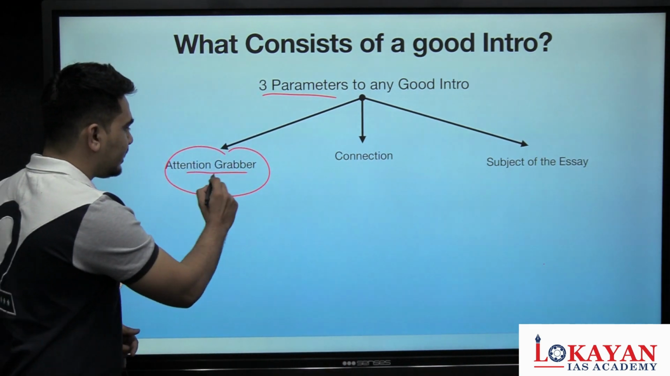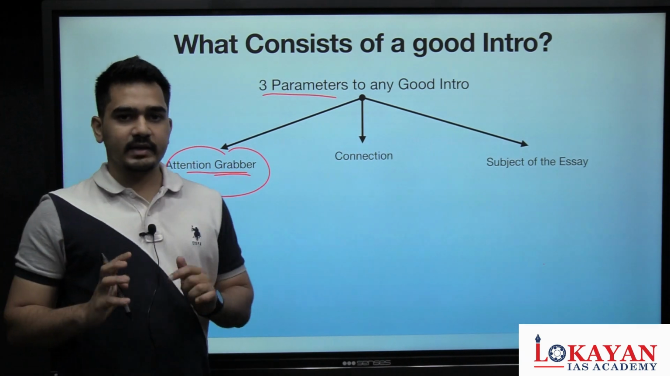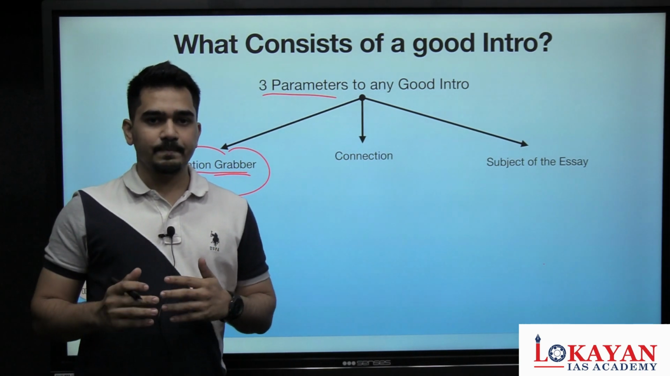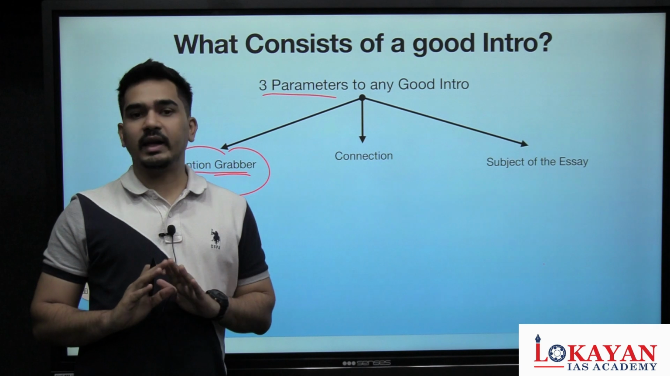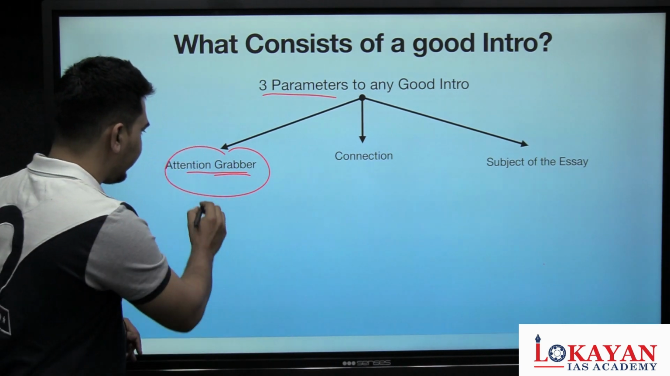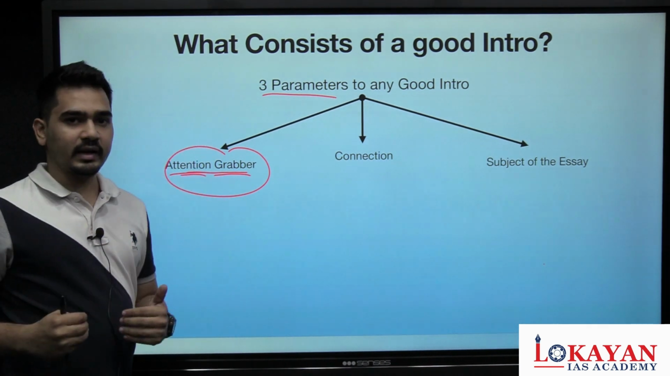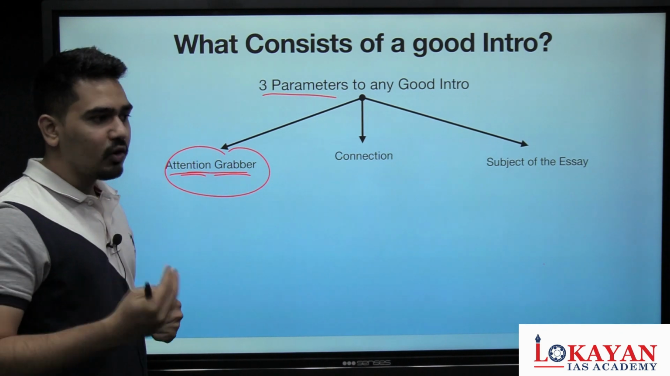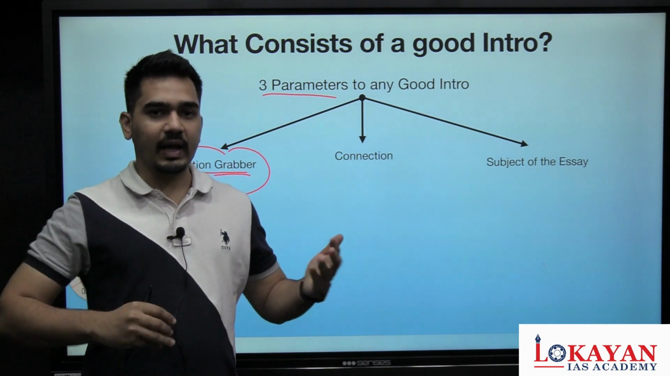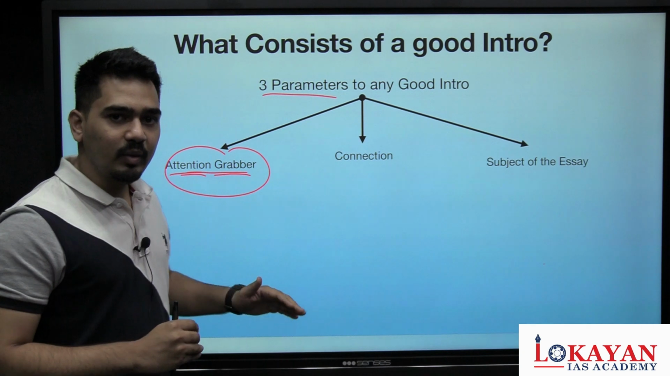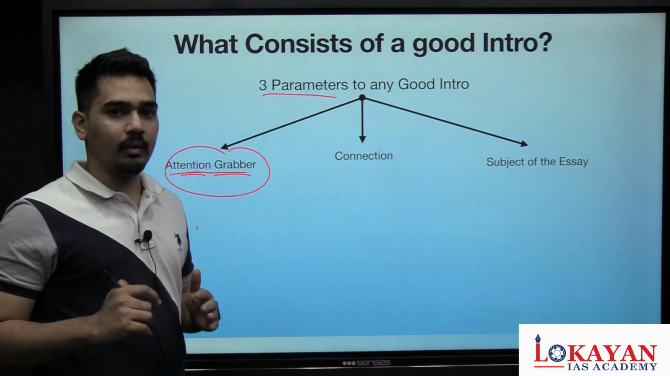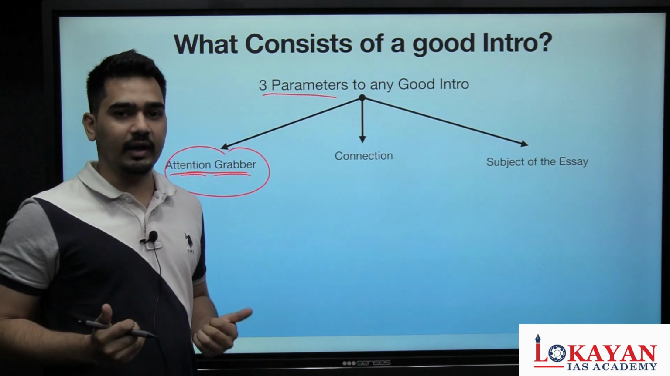So the attention grabber is often mistaken a lot of times as the introduction itself. That is not the case. The attention grabber is simply to attract the attention. So from here on, when we discuss the different types of introductions, we will be focusing on different types of attention grabbers, how you can grab the attention of the evaluator.